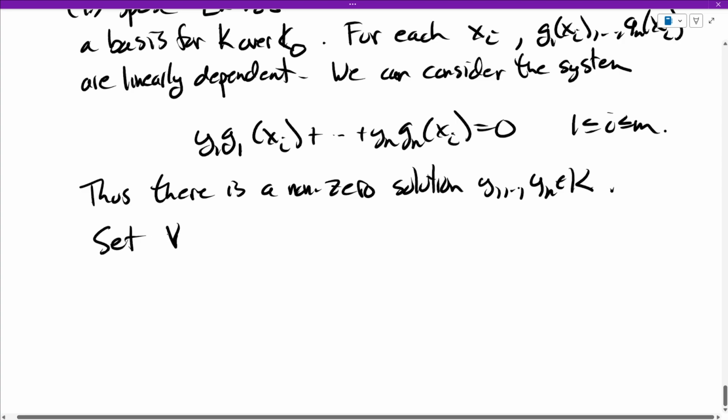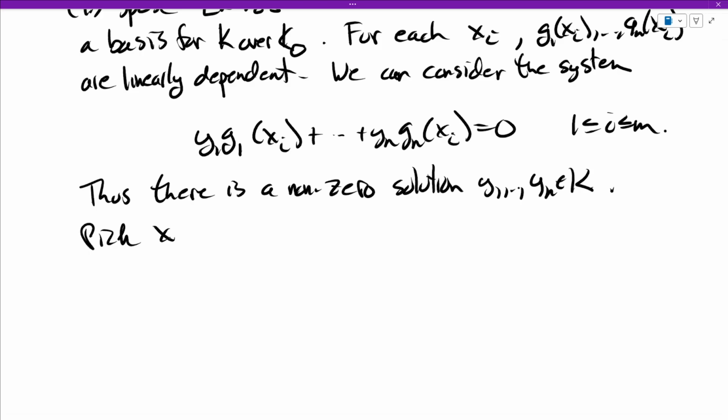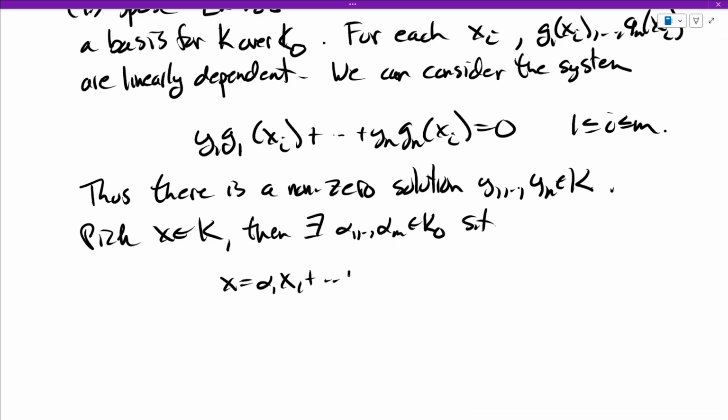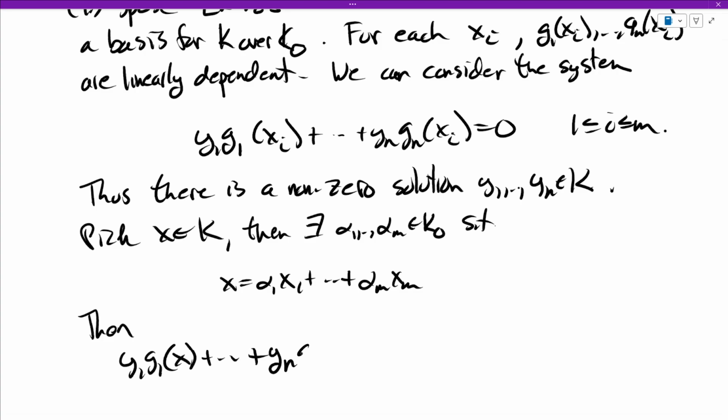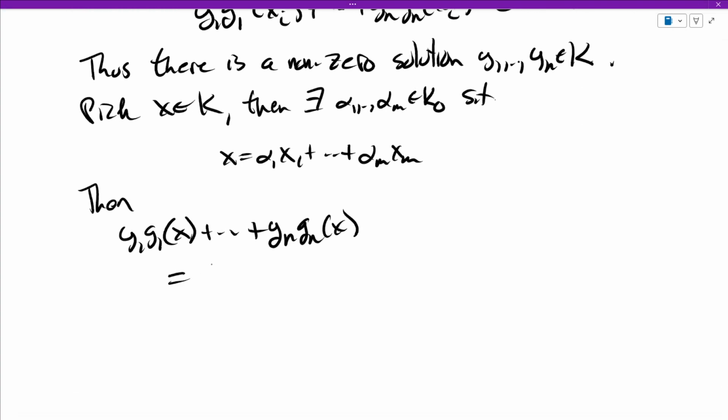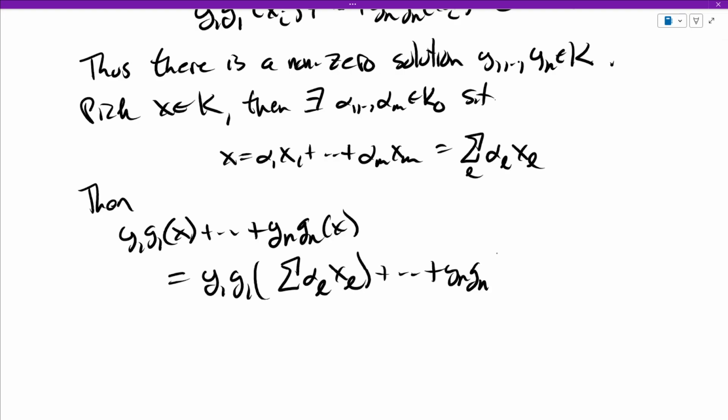So we're going to pick any x in K. Then there exist alpha 1 through alpha m in K0 such that x is alpha 1 x1 plus through alpha m xm. Then what? Well, then let's look at this combination of the g's evaluated at x. Okay, so let's use some shorthand. I'm going to say this is the sum over l of alpha l xl. So we can get y1 g1 of this sum. And the g's, of course, are linear, so we can bring that sum out.